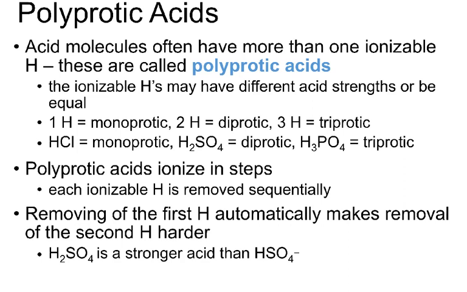So in H2SO4, you remove the first one. It's a strong acid. The second one is harder to remove. So they have different Ka values associated with different hydrogens coming off. The first one, the second one, the third one, etc.